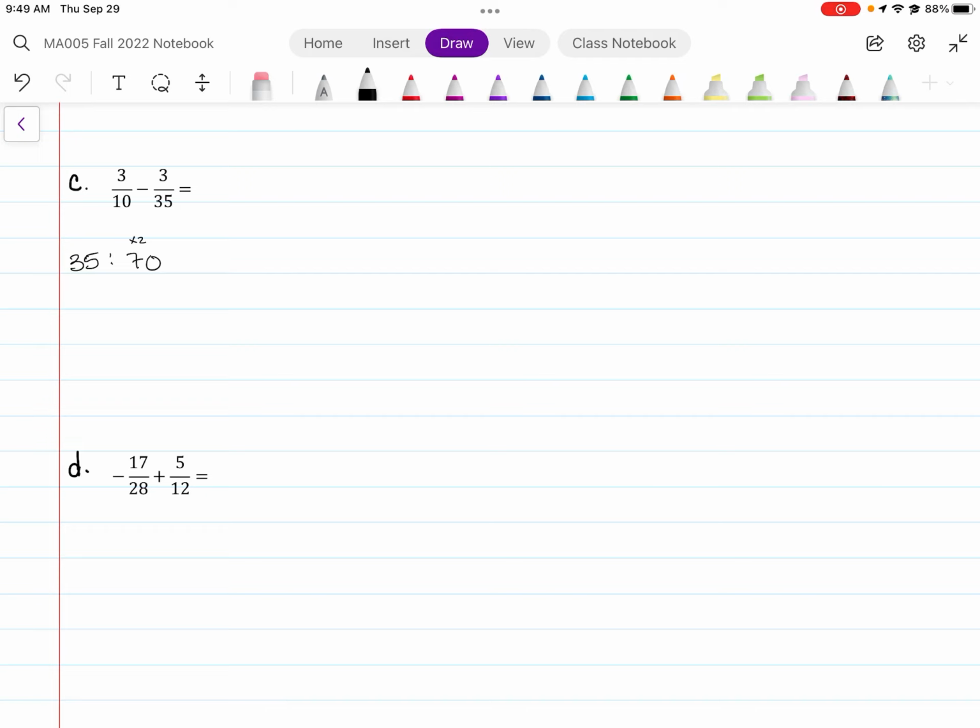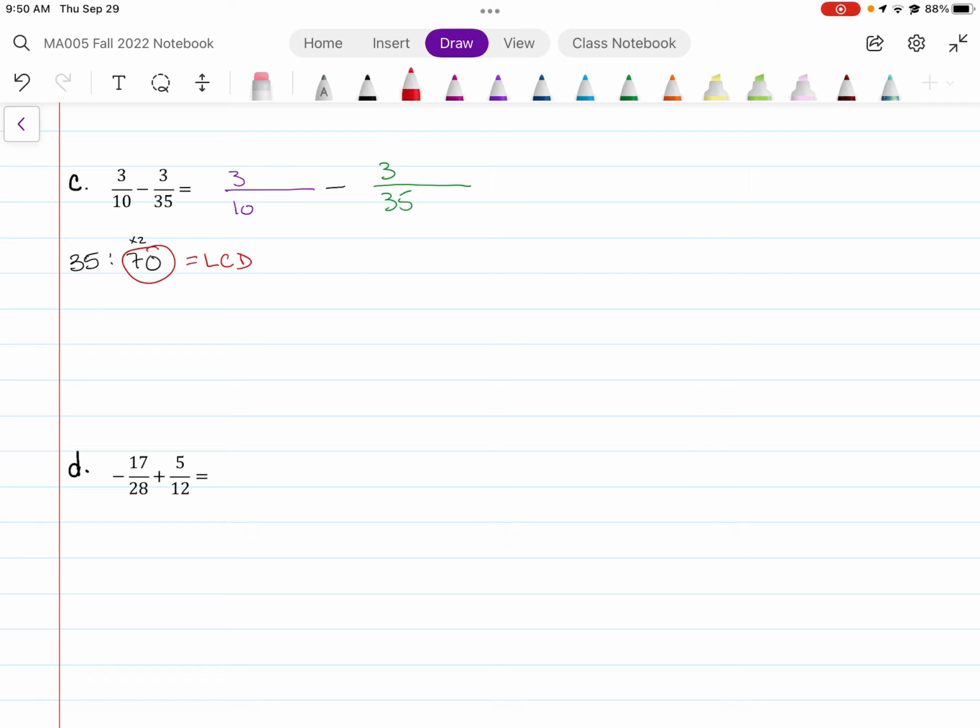All right, so let's take the first one and say, all right, we're going to say 3/10, and then there's a minus, and then we're going to have 3/35. All right, but we want 70 on the bottom. So 70 is our least common denominator, or least common multiple of the denominators, okay?